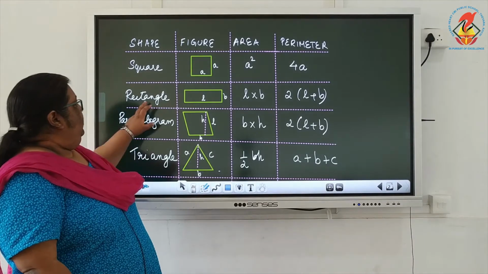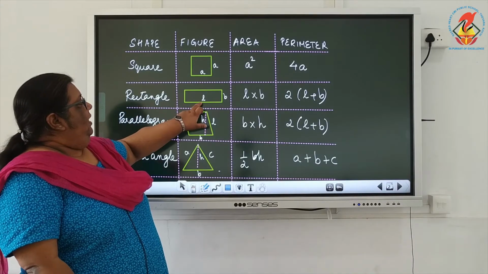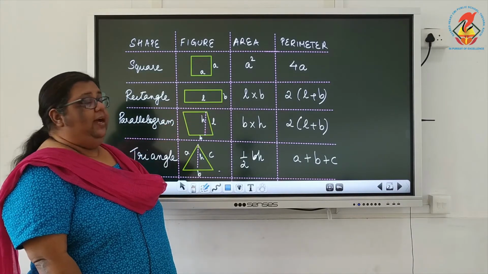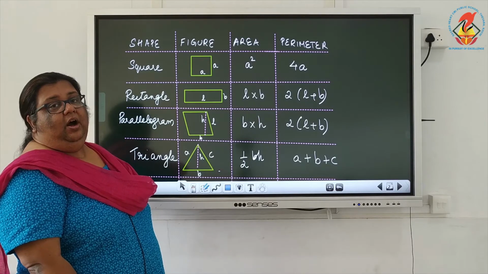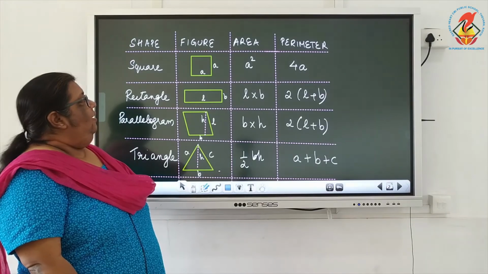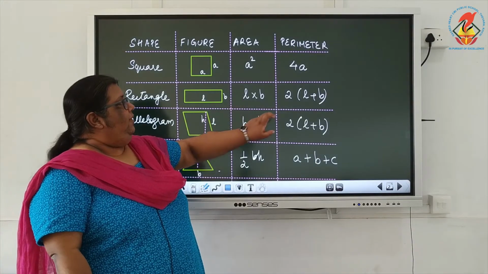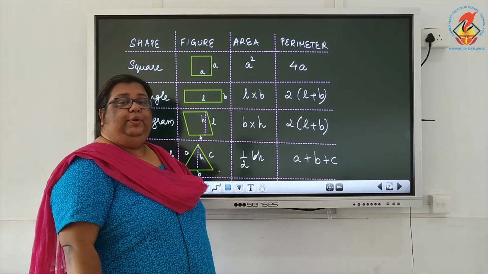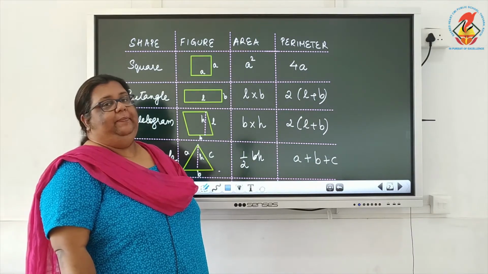Our second figure here is the rectangle. Length and breadth are the dimensions of the rectangle. Opposite sides are equal and parallel. Area is length into breadth, perimeter is 2 into (L plus B).